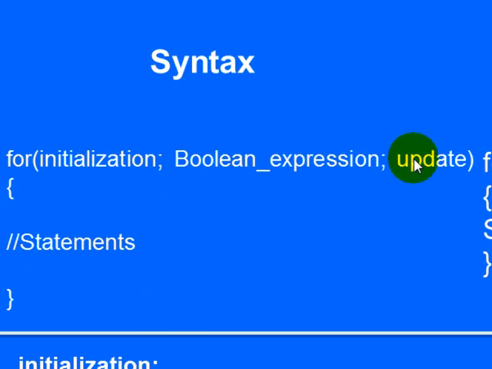After making some modifications to the variable or variables, control is again transferred to the Boolean expression. If it evaluates to true, then again these set of statements are executed. Control is transferred back to the update part, then to the Boolean expression, and so on, unless this condition becomes false. So we have three parts here: the initialization part, the Boolean expression or the testing expression, and the updation part, and the set of statements that we need to execute on repetition basis, meaning again and again.